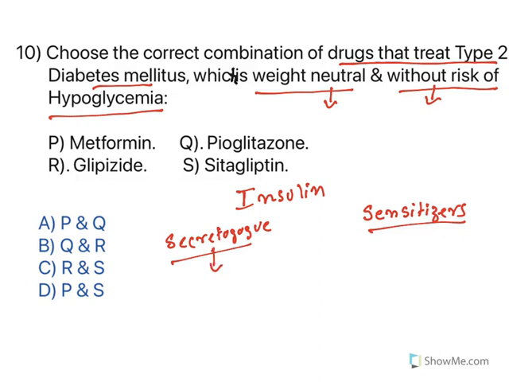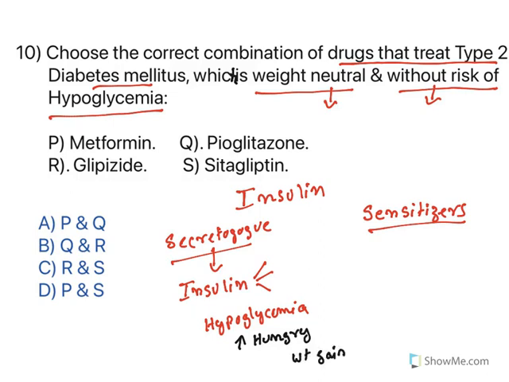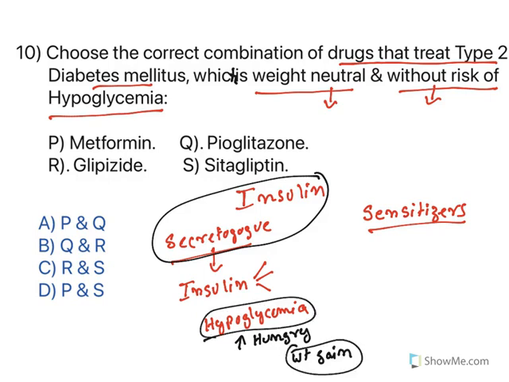Now what happens with insulin secretagogues? Insulin is released. If insulin is released, what happens? All the glucose gets into the cells. When glucose level in the blood is reduced, that causes hypoglycemia. So when blood has less amount of glucose, it increases hunger or appetite. When hunger is increased, what happens? Weight gain occurs. So remember this concept: insulin secretagogues cause weight gain as well as hypoglycemia. Whereas sensitizers sensitize cells towards insulin, so they will not cause weight gain and they do not cause hypoglycemia.